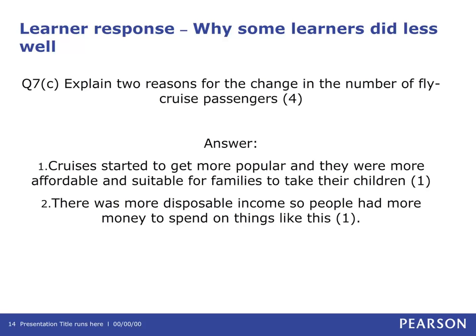The first mark was awarded for "more popular and more affordable" in the first answer, and the second mark was awarded for the second identification point, "suitable for families to take their children on". Neither answer gives a linked explanation, therefore only 2 marks were awarded.